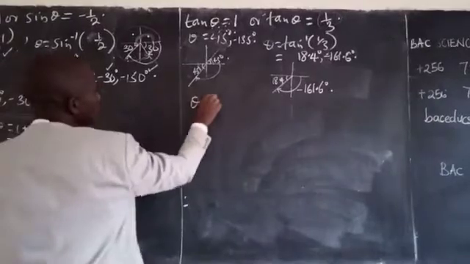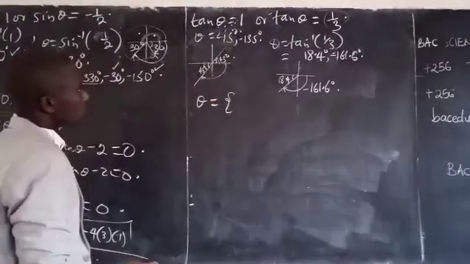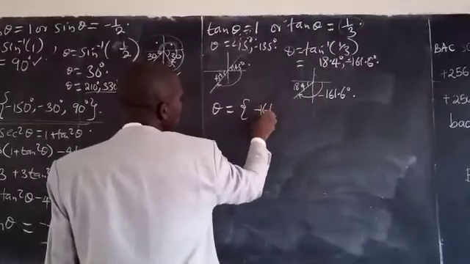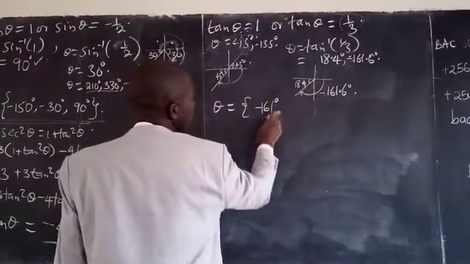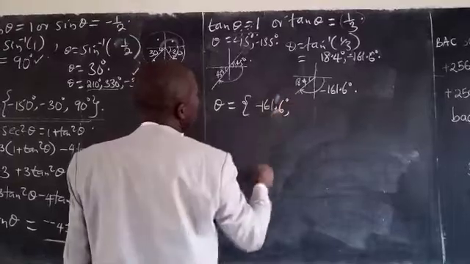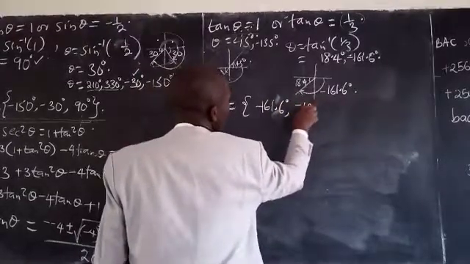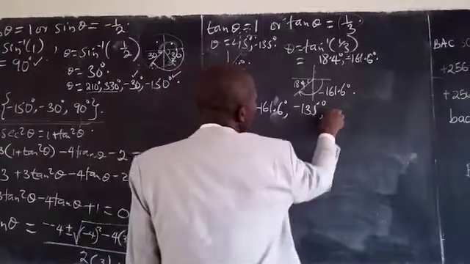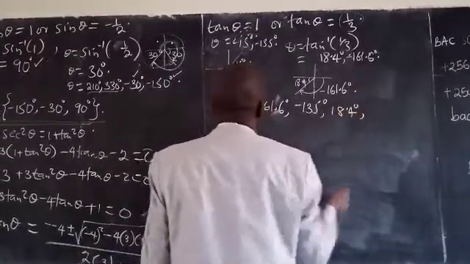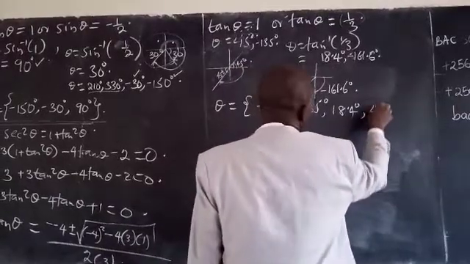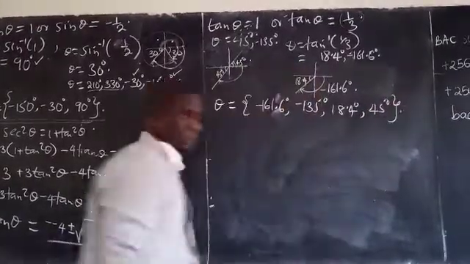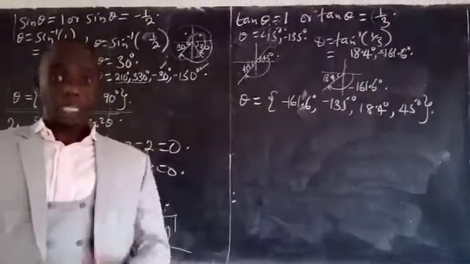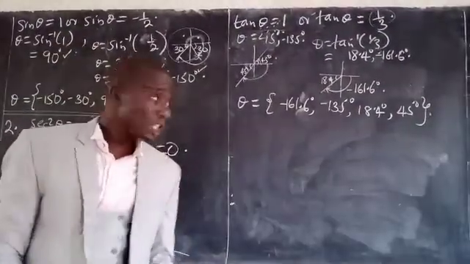Therefore, our values of theta will be negative 161.6 degrees, negative 135 degrees, then we have 18.4 degrees, and we have 45 degrees. So it's all about tackling this, and you look for which identity can I put in to get this.